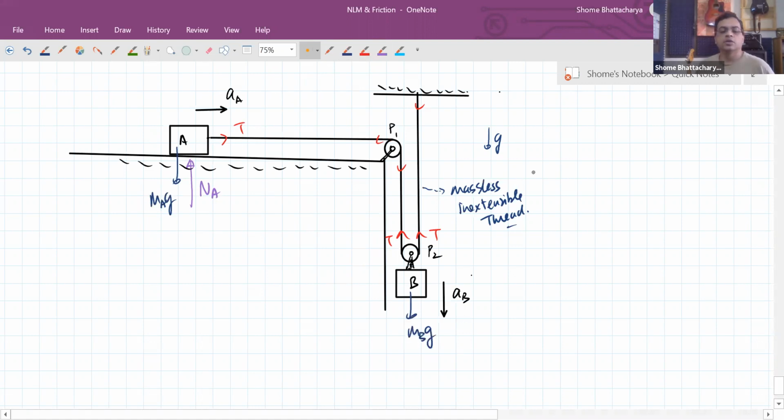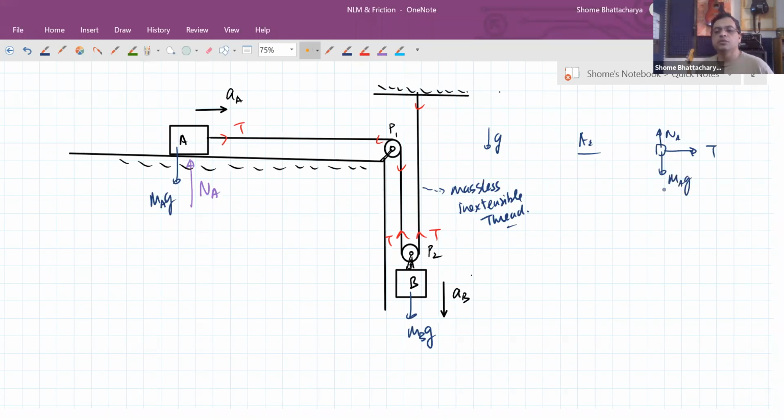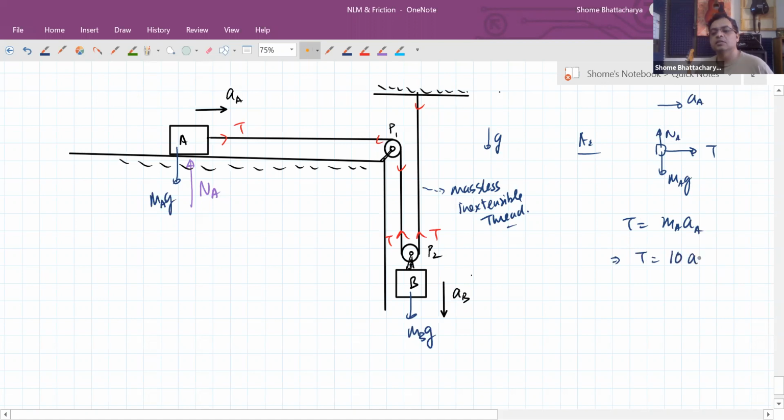So if you look at A's free body diagram, we have a single tension and its weight. The important thing for us is that the acceleration of A will come from that tension. I think we've taken the mass of A to be 10 kgs. So that becomes our second equation.